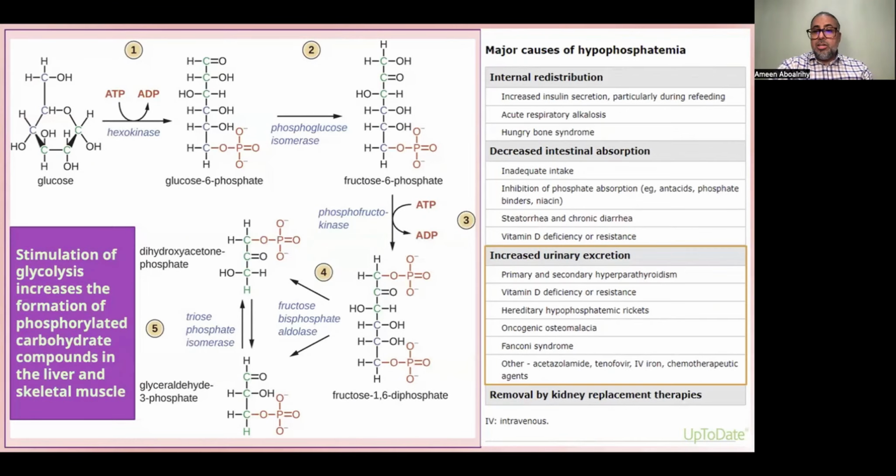And there is an increase in urinary excretion of phosphate. As we said initially, PTH is a phosphaturic hormone. So high PTH is a main reason for hypophosphatemia. And the other thing is Fanconi syndrome. I think there is a slide talking about Fanconi. We'll talk about this later. Some medications like acetazolamide, tenofovir as well.